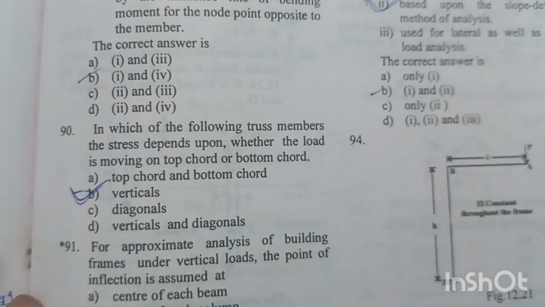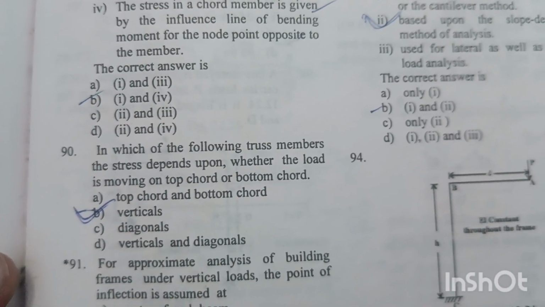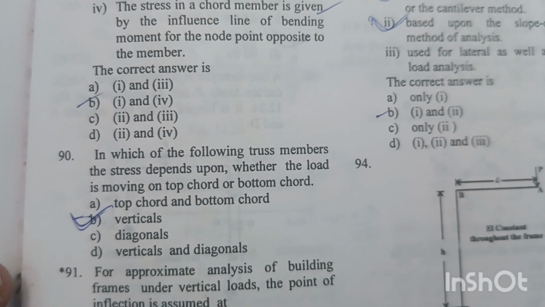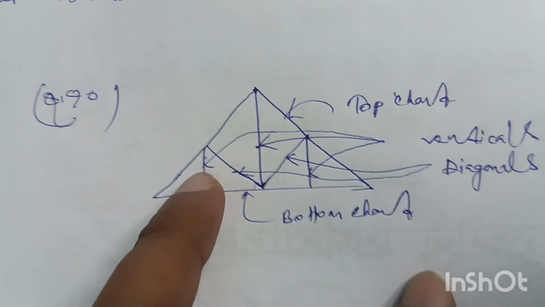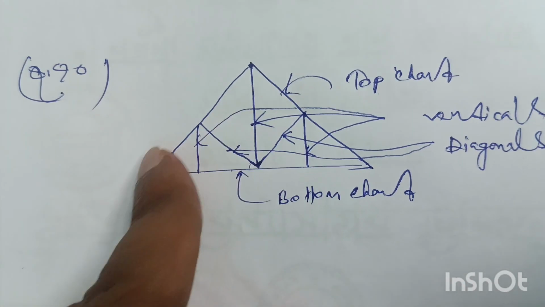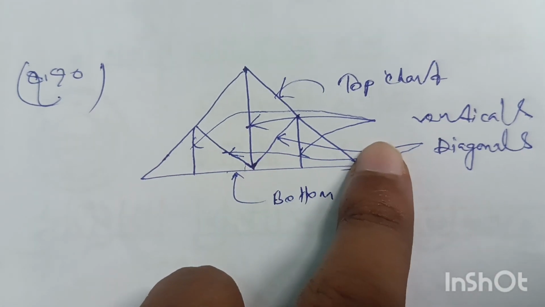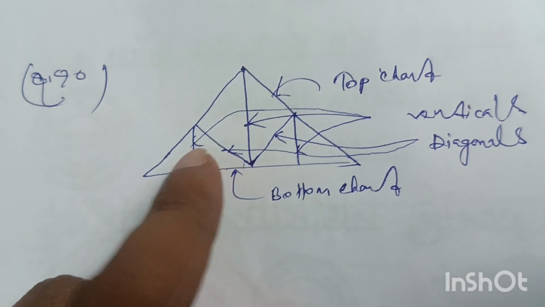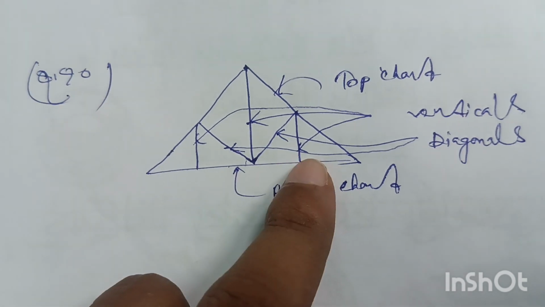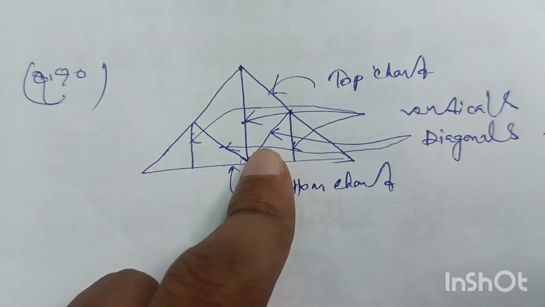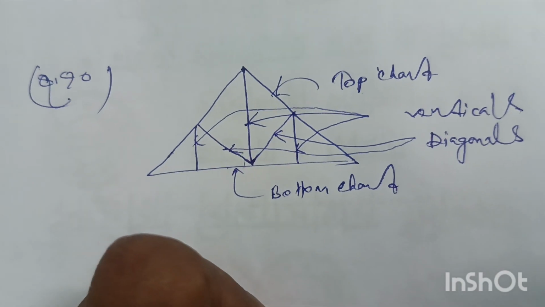Question number 90. In which of the following truss members does the stress depend upon whether the load is moving on the top chord or bottom chord? This is the simple cross section of a truss. This is the top chord and this one is also the top chord. This is the bottom chord of the truss, and these vertical members 1, 2, 3 are the verticals or web members of the truss, and these inclined members are the diagonals of the truss.